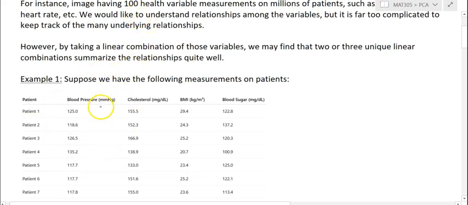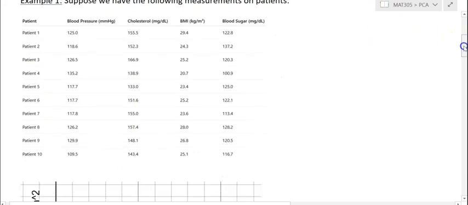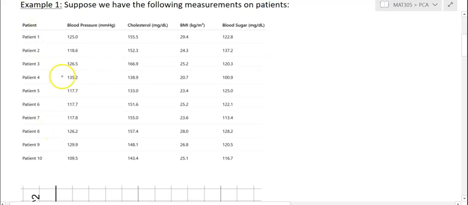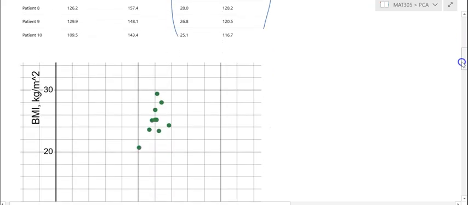Okay, so let's reduce this down a little bit. Let's just say that for our toy data here, we'll have 10 patients, and we're going to measure their blood pressure, cholesterol, BMI, and blood sugar. So let's just start off by taking as our X variable blood sugar and BMI as our Y variable. We're going to just consider two variables, and we're going to play around with this toy data just so that we can see how this analysis of PCA plays out.